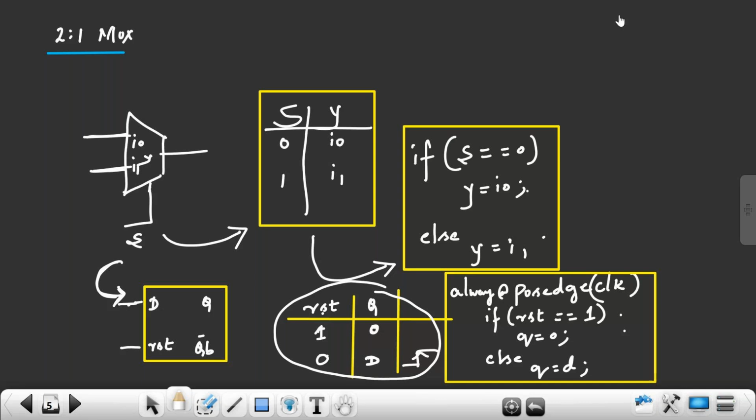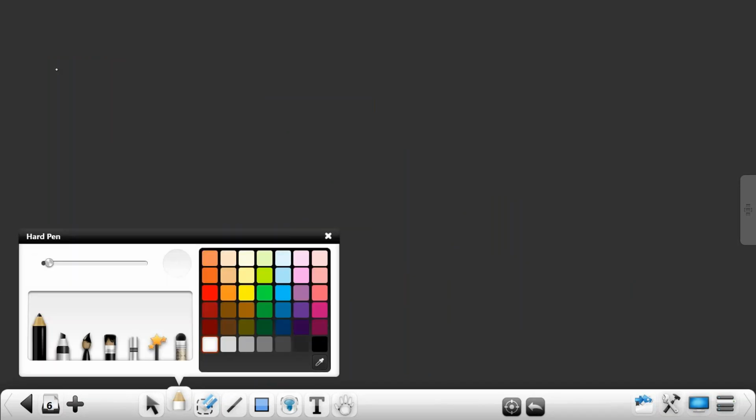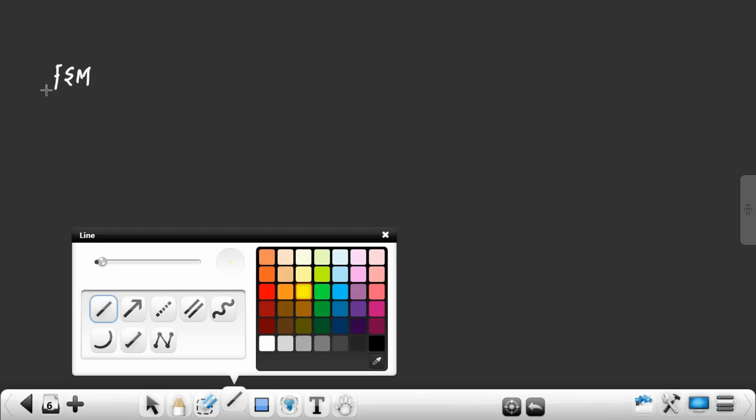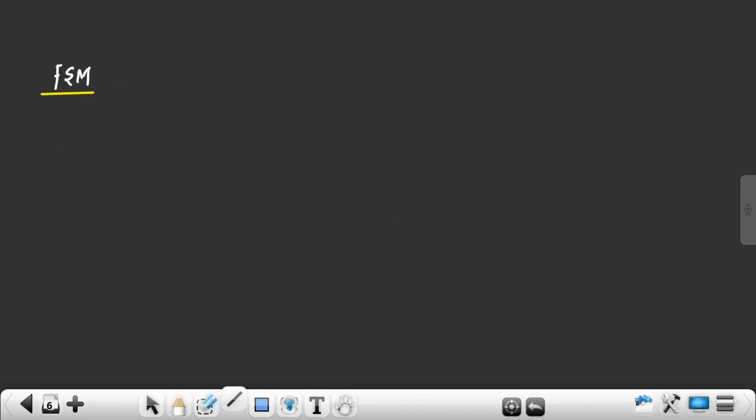How will the designers write this? First, implement it using an FSM model, finite state machines. An FSM is also a behavior of a bigger system. How the bigger system behaves when we get different inputs.